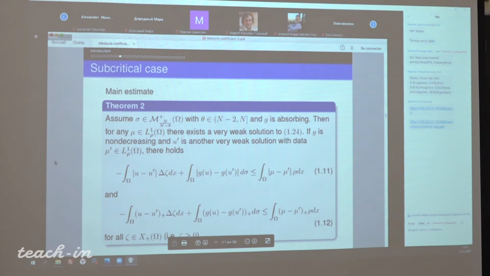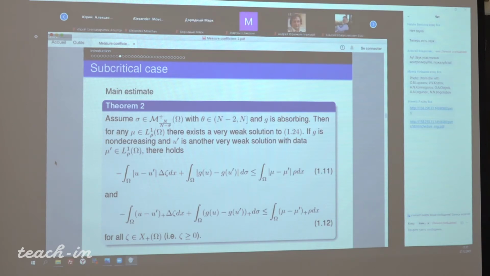What is the main estimate? The unit is called now the estimate of Brezis type. This estimate of Brezis type is a kind of an estimate of a function when it is in L1. You assume that sigma is in the Morrey class n over n minus theta, always with theta between 2 and n. G is absorbing.